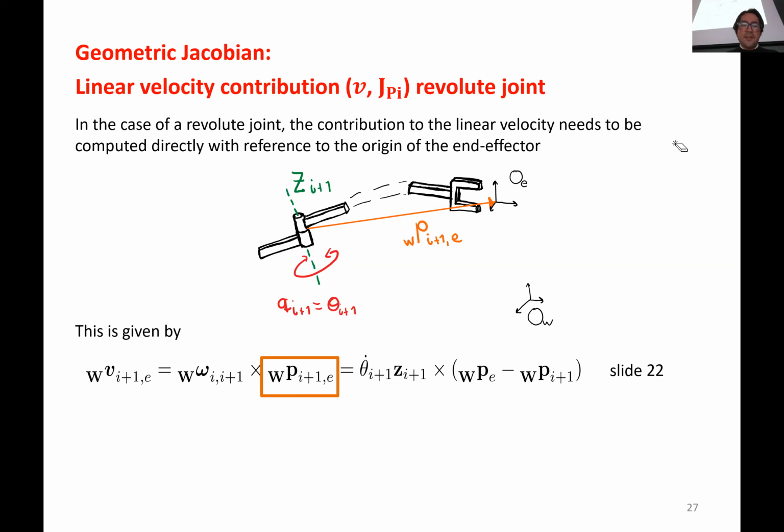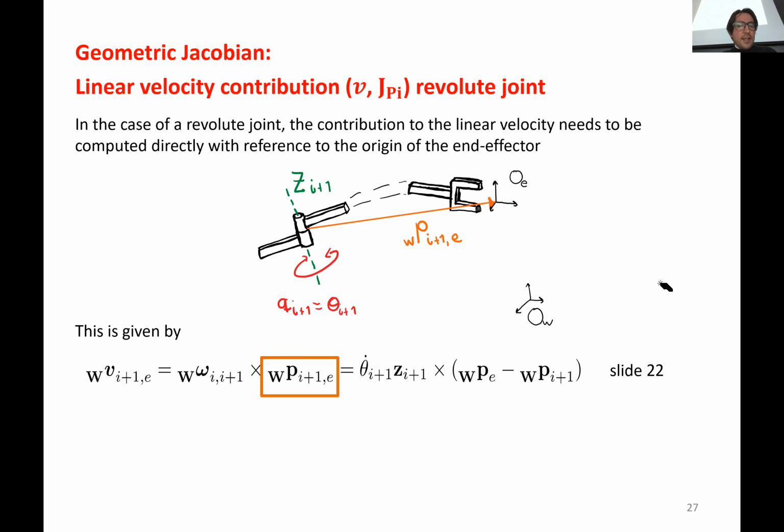This is basically the position vector from the joint that we care about, which is i plus 1, to the end effector, right? So it's just this vector that goes from the joint that we're analyzing to the end effector, where, as I said, we're going to compute the linear velocity due to the rotational motion. So it's basically just doing omega cross r, where r is just the position vector that connects these two joints, right? So this is what we're seeing here, omega cross r.